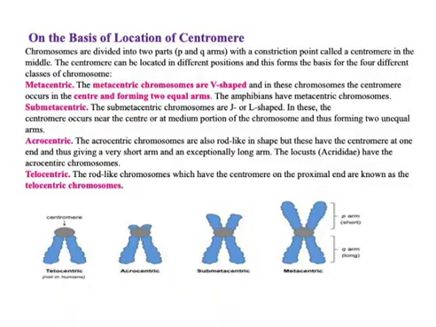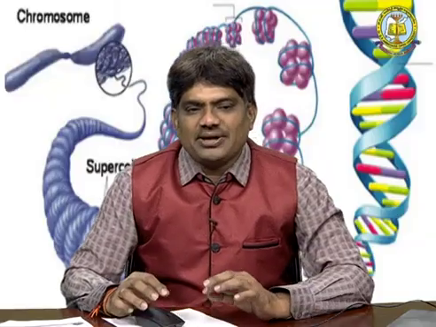On the basis of centromere location, chromosomes are divided into four types. If the centromere is at the tip, only one arm is present, either the P or Q arm, and the other arm is not present. That means the centromere is at the terminal place. That we call telocentric.